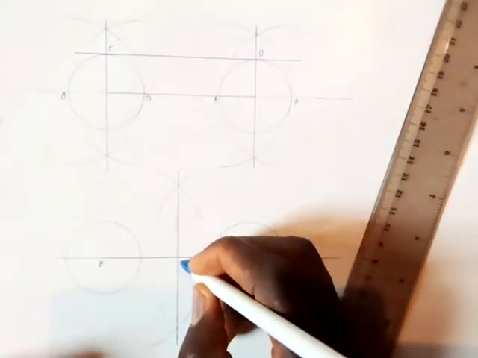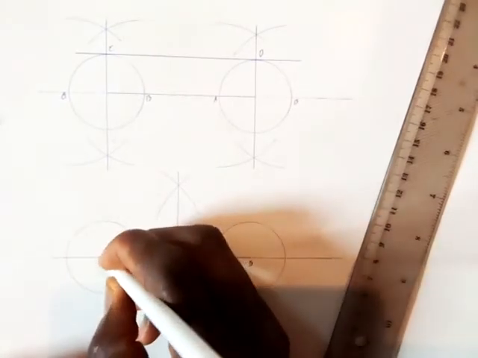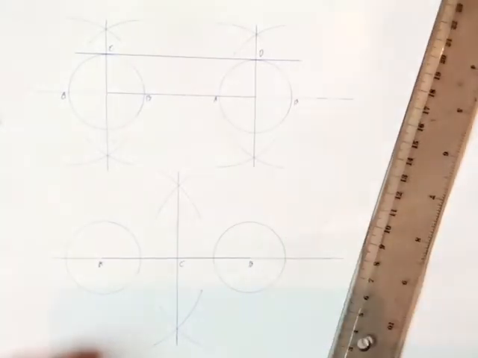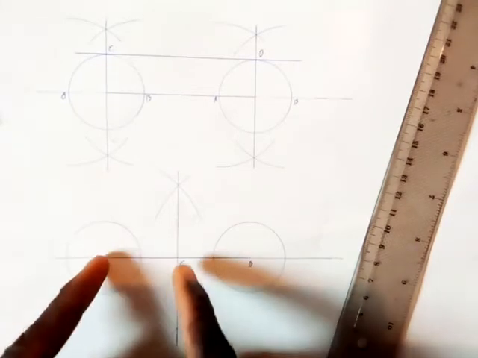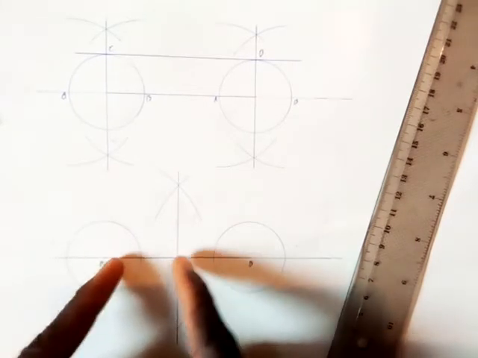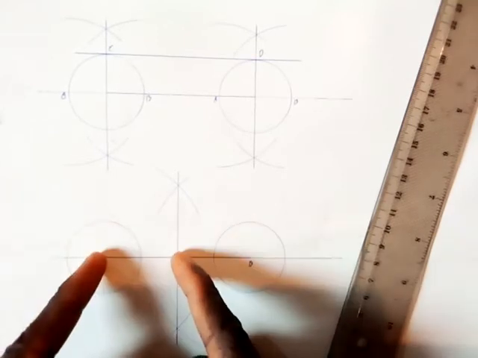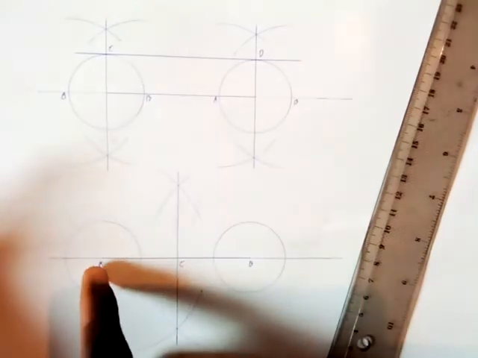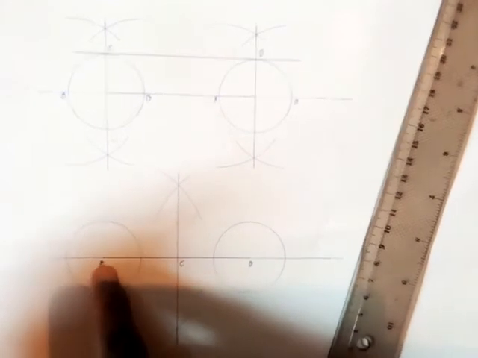This point here, where this perpendicular bisector touches the distance between the centers of circles A and B, is point C. The next thing I'm going to do is construct a semicircle between point A and C. This is very important. So how do I construct a semicircle? I have to locate the midpoint of AC. To do that, I have to bisect the distance between point A and C.